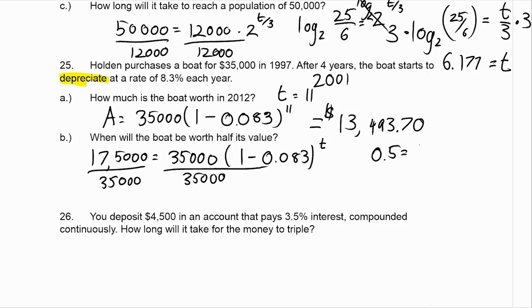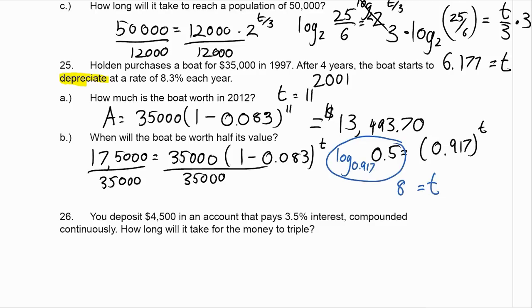is going to be equal to 0.917 to the t power. And I just evaluate what it was inside that parentheses. Now, to bring down this t, you need to take the log of both sides and do this calculation in your calculator to get the value for t. So t is going to be equal to 7.9995, and we'll round that up to 8.